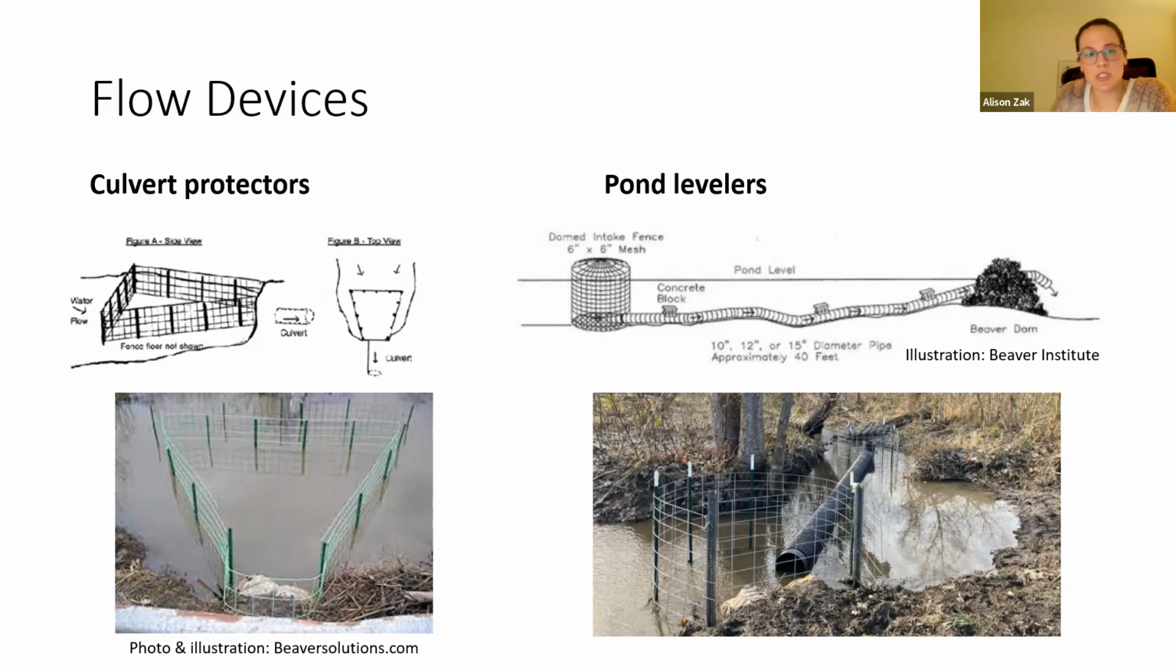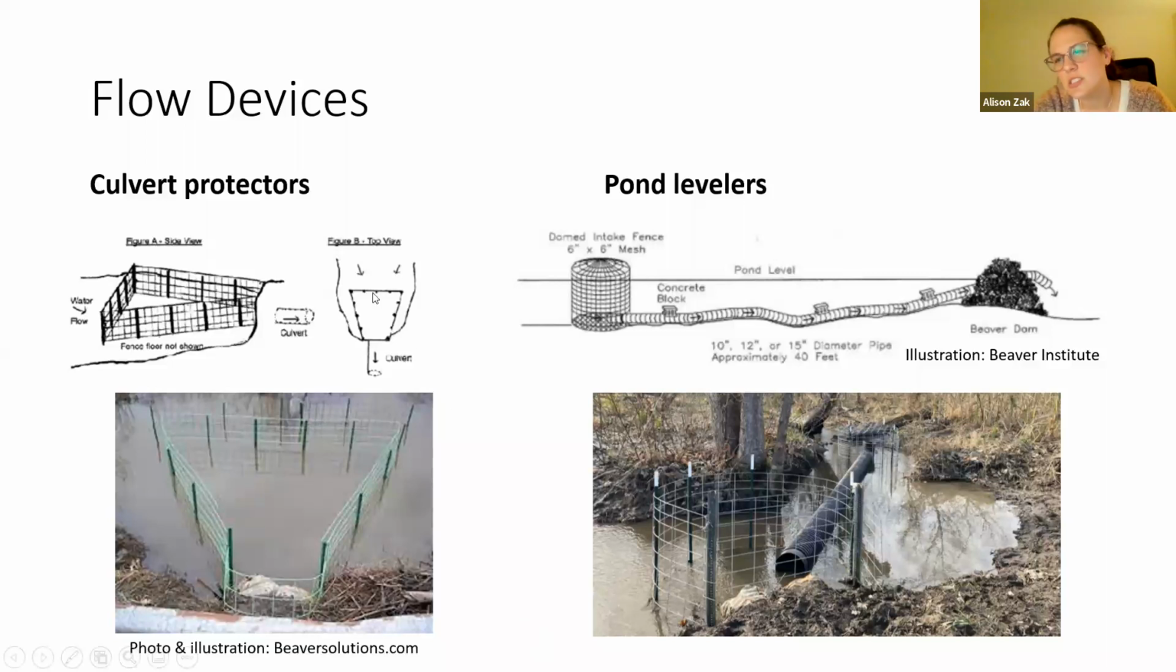And it's pretty simple to do. Once again, it involves these pretty simple materials. One of the designs, so there's many different designs for any type of flow device, but one of the really popular ones for protecting culverts is this trapezoidal or keystone shaped fencing.